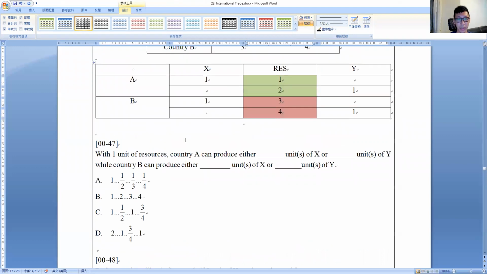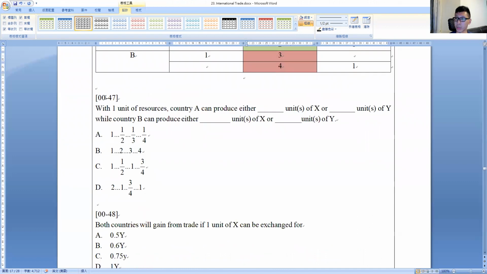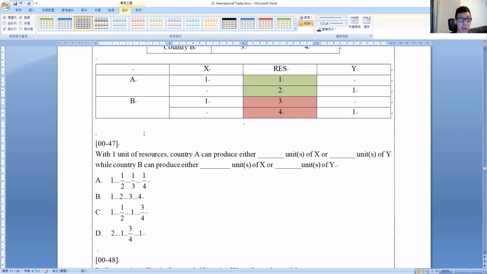Now, but this time it's a little bit different because you look at this question, question 47, with 1 unit of resources. 佢講明係1. So let's try to do it the opposite way. Now this time, we make it all into 1. So how do we do it? Divided by 2. So this one divided by 2. Divided by 3. And divided by 4.